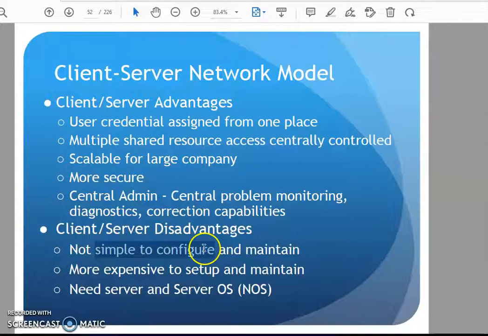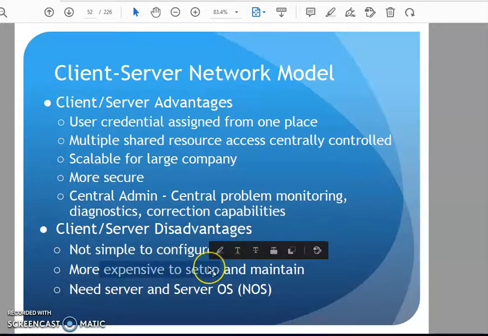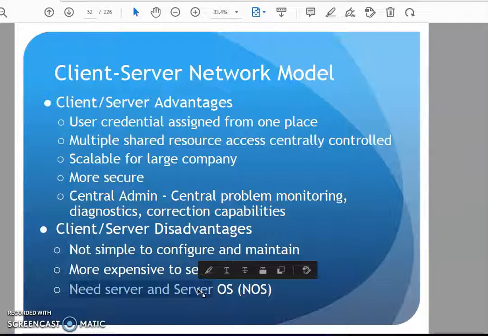The downside is it is not simple to configure and maintain. You do need somebody trained to do this. You're not going to have Joe Schmo coming off the street to do this. You need somebody trained to do this. It is more expensive to set up and maintain. That server operating system is expensive, and I do need that server operating system. I'm not going to do this just with my Windows XP laptop. I'm not going to do that. It does not have the capability. So there, real quickly, is our peer-to-peer and client server.